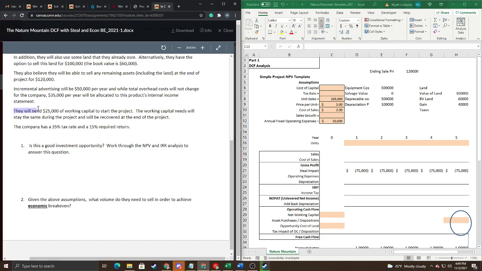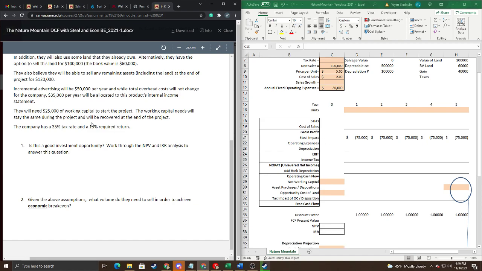Next, you will need $25,000 of working capital at the start of the project, and the working capital will be recovered at the end of the project. So we're just going to start off with $25,000 negative at the start of the project, and we get it back at the end. So $25,000 of cash goes into net working capital in year 0, and then comes out of net working capital in year 5.